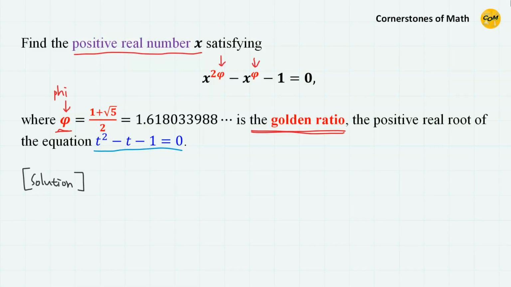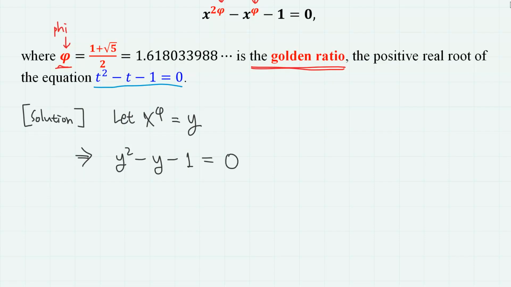Obviously, we need to use substitution for simpler expressions. So let x to the power of phi be y. Then we have y squared minus y minus 1 equals 0, which is the quadratic equation. Then we can easily obtain y equals (1 plus minus square root of 5) over 2.